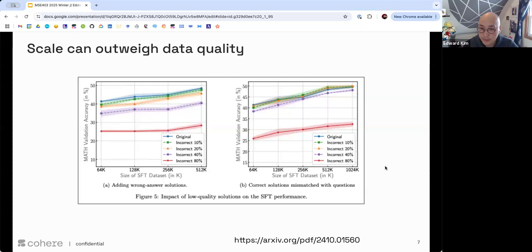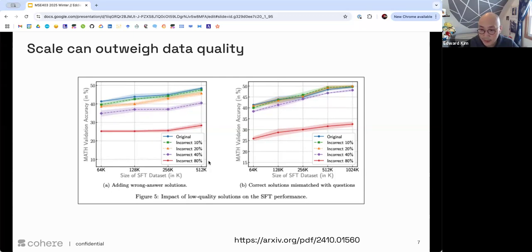The A plot and the B plot are two different ways of making the data bad, basically, so reducing the data quality. On the A plot, it's wrong answer solutions. And on the B plot, you shuffle the solutions. If you shuffle a solution with a different question in a sufficiently large data set, you're basically guaranteed it's wrong. Okay, this is the really crazy thing though. If you look at the legend, look at how much of it is incorrect, and then look at the traces. It's basically only bad when an overwhelming majority is incorrect.